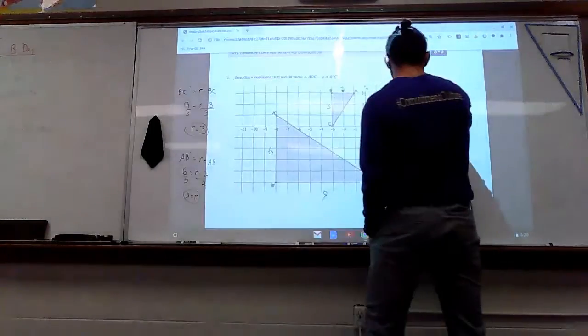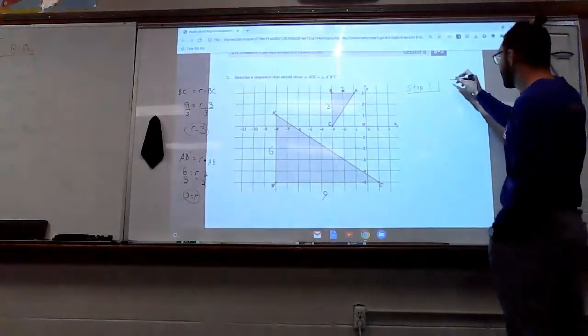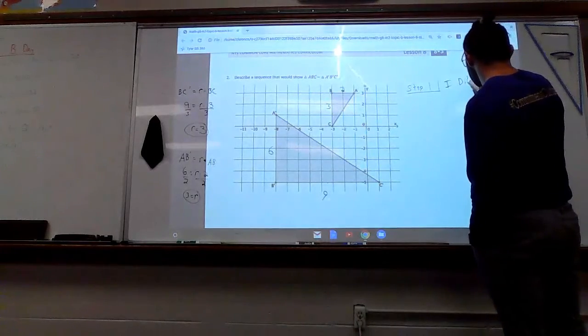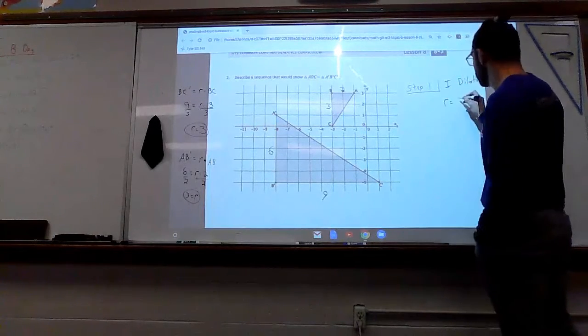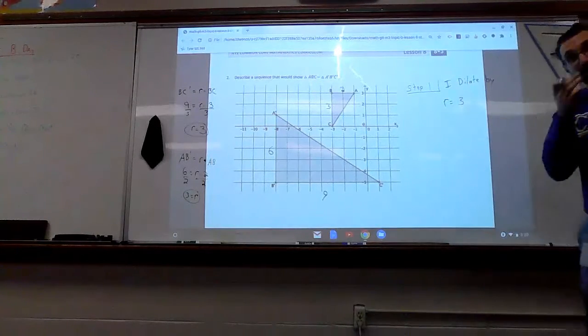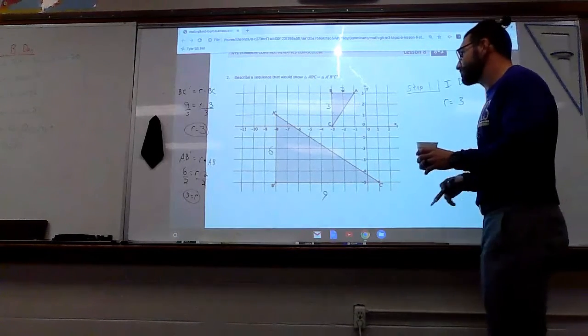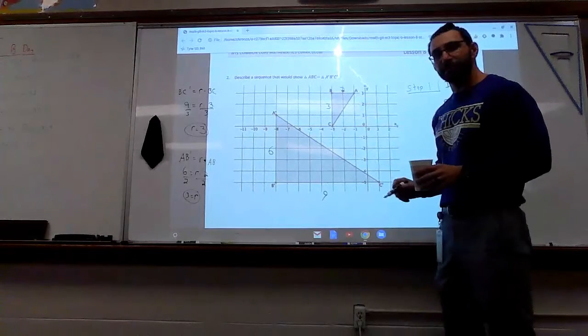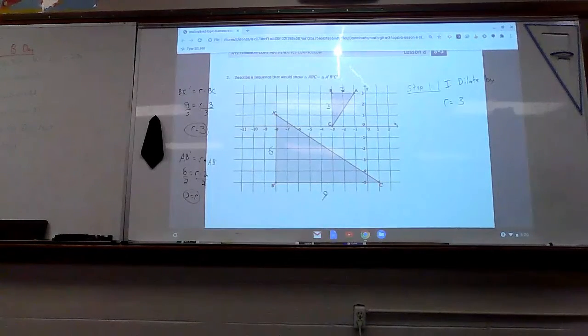So immediately, step 1 to describe this is I dilate by R equals, and we're going to come with 3. So I had to find that scale factor. We found that scale factor by counting. You might be saying, Mr. H, why didn't I count the diagonals? Because there's not full diagonals to count. We try to stay away from diagonals as much as possible on the coordinate grid.